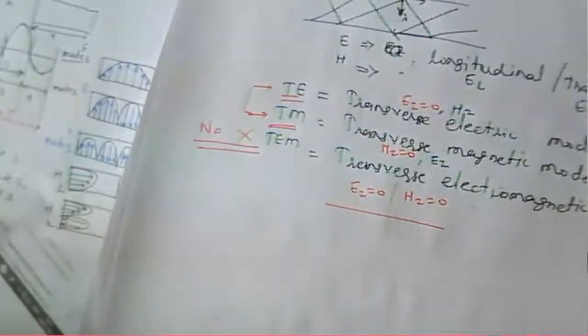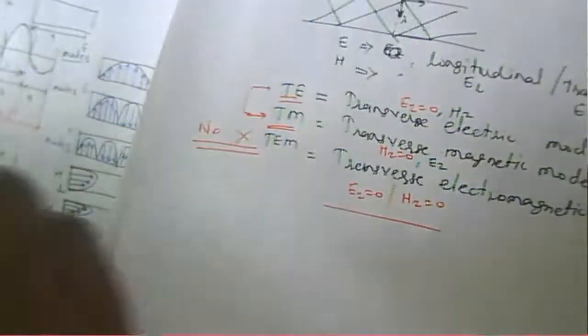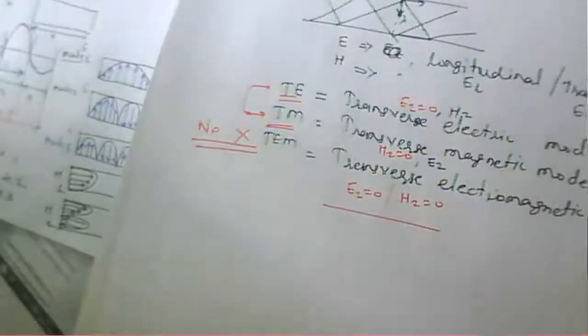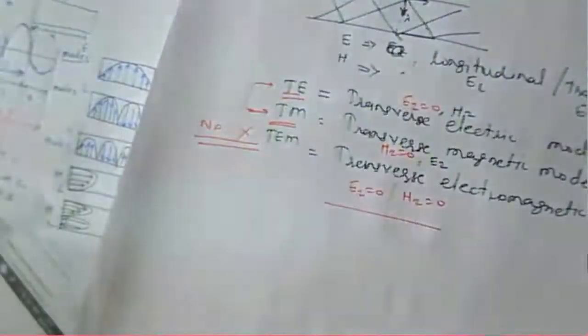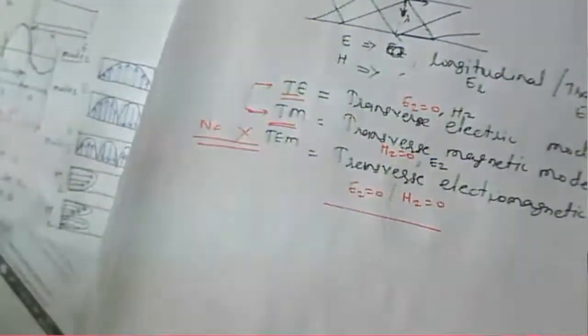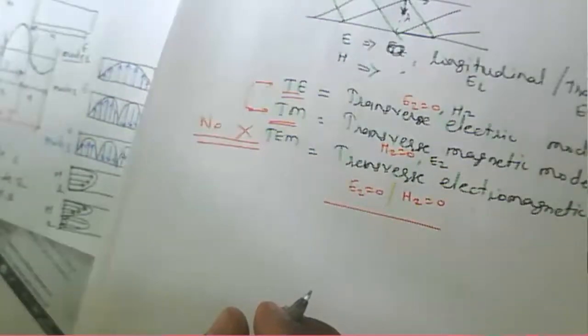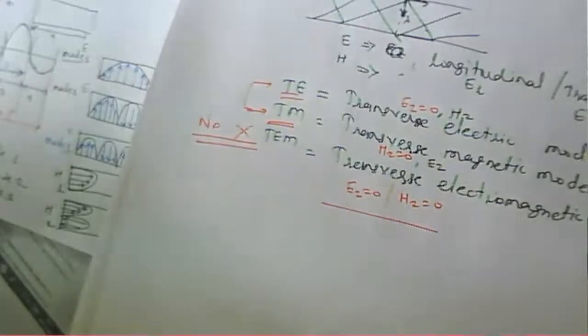So generally we say the wave travels longitudinally down the guide, and it is reflected from the conducting wall. Now in that case, whenever the wave is propagating through that guide, there will be either an electric field component or a magnetic field component present.